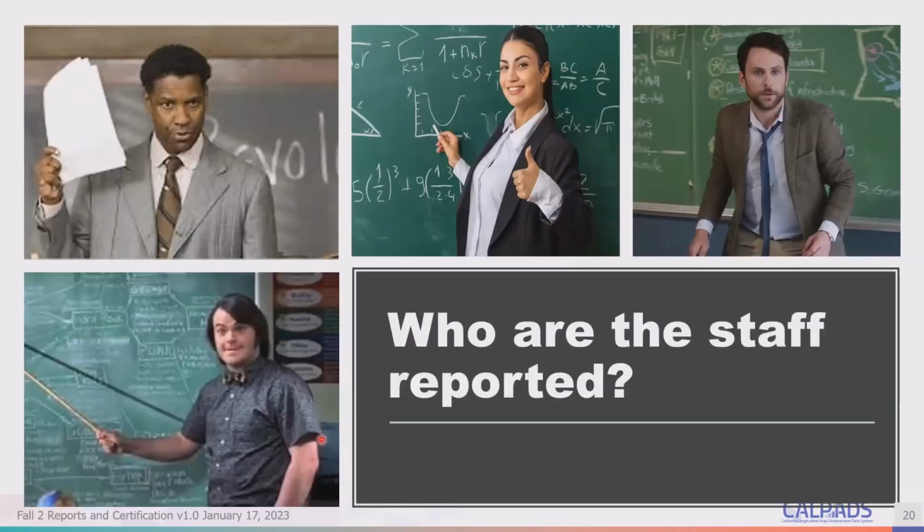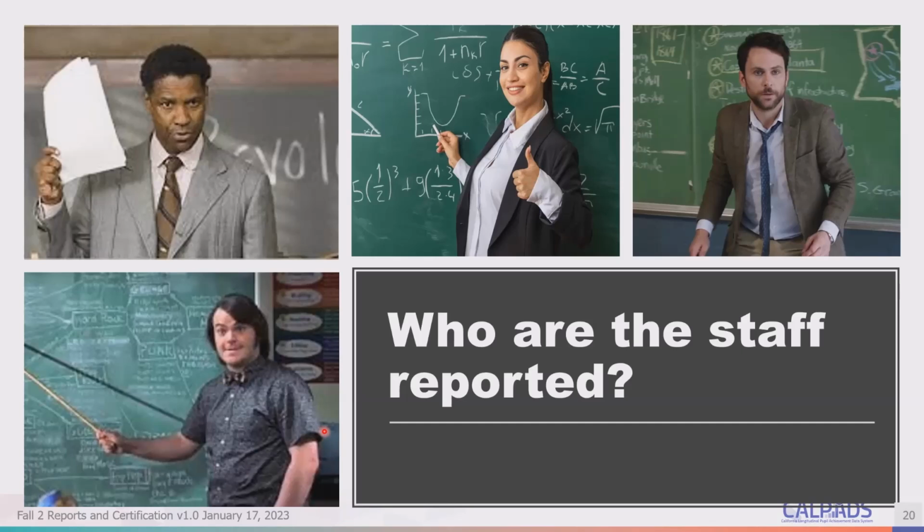So that brings us to who you should be reporting in CalPADS for Fall 2. So essentially, you need to report all credentialed staff who have SEIDs, okay? That's the bottom line here. They need to have a SEID. How you acquire the SEID, whether you go through the normal credentialing channels or you acquire a certificate of clearance from the CTC so that they would issue your staff member a SEID that you would report in CalPADS.